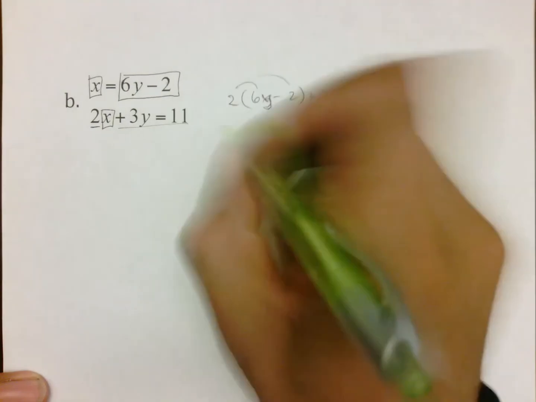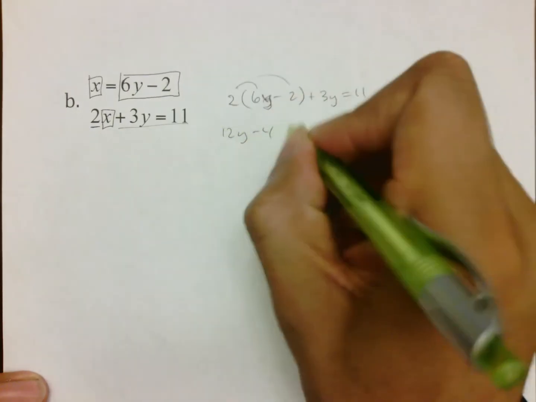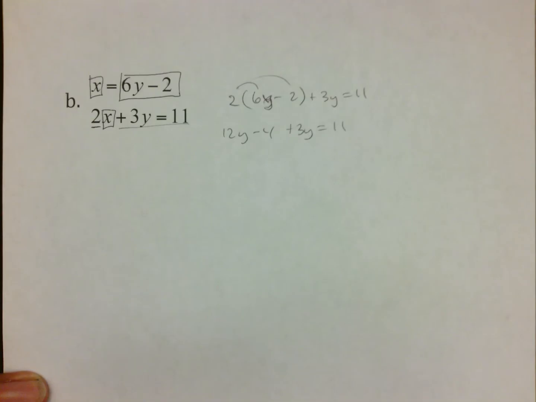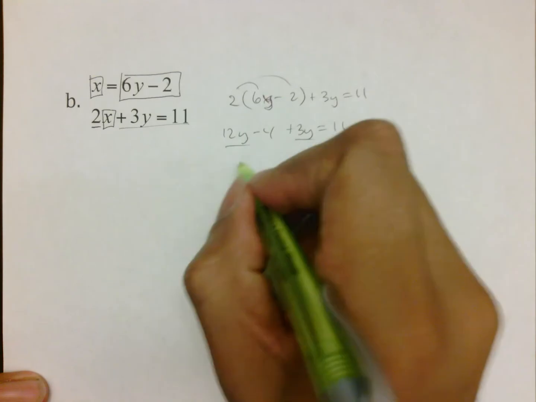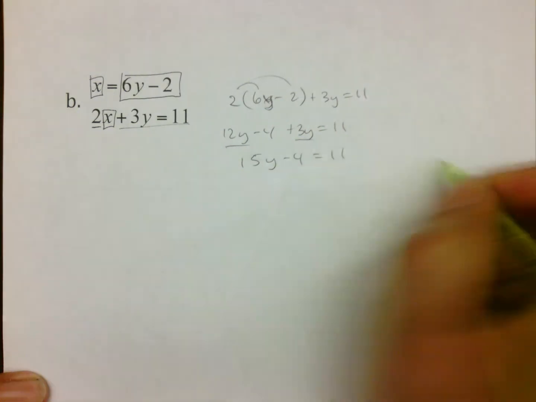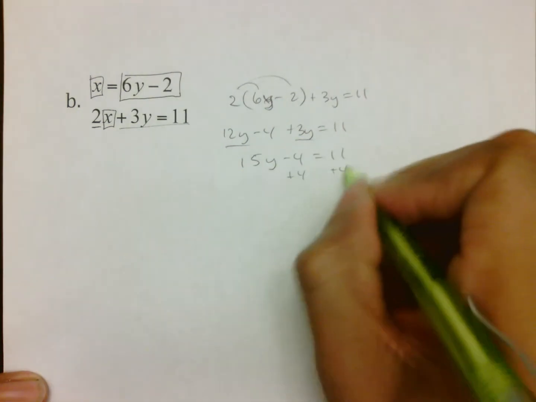We then distribute. We get 12y minus 4 plus 3y equals 11. We then combine our like terms. 12y and 3y make 15y minus 4 equals 11. And then you solve: plus 4, plus 4.